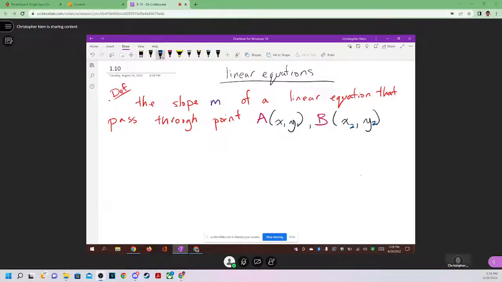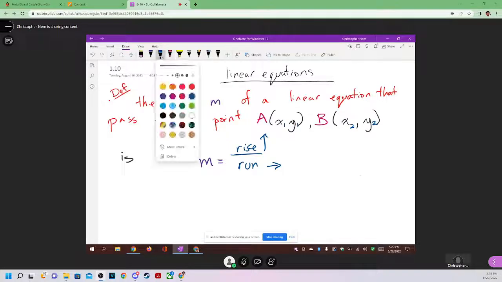So the slope m of a linear equation that passes through the points A and B, let's now figure out what that means. We're going to have m equated to your rise over run. Your rise over your run. That is the idea of slope. Rise over run. Up and down, left and right. That's what you probably heard in middle school.